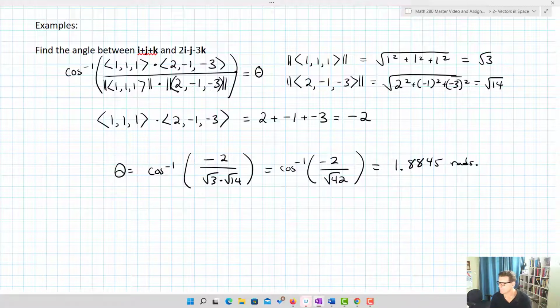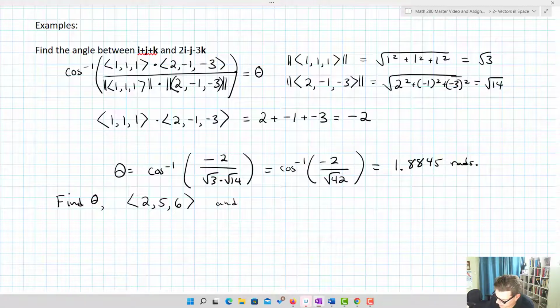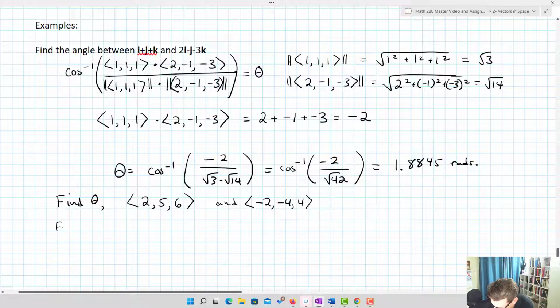There we go. Okay. What about, let's find theta, the angle between the two vectors, and that'll be for 2, 5, 6, and negative 2, negative 4, 4. Okay, so we're looking for theta. All right. And so what we're going to do is the same exact process. Let's actually just do it step by step. We'll find our dot product. Find u dot v, let's call it, which equals 2, 5, 6, dotted with negative 2, negative 4, 4.